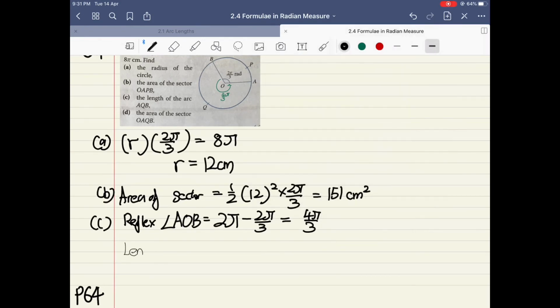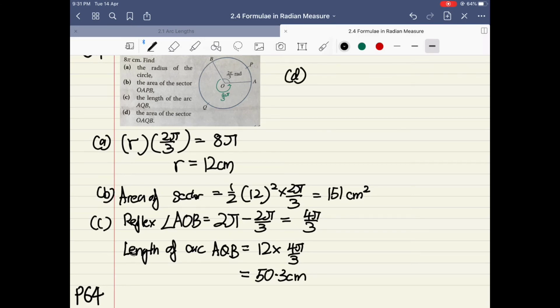Now that we have that angle already, we can do the rest of the question. So now if I want the length of arc AQB, what we get is r times theta. So it's r times 4 pi over 3. You work it out, you get 50.3 cm. I'll complete the rest of the question up here.